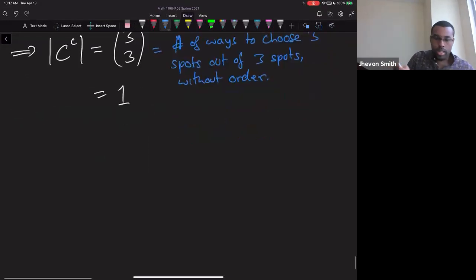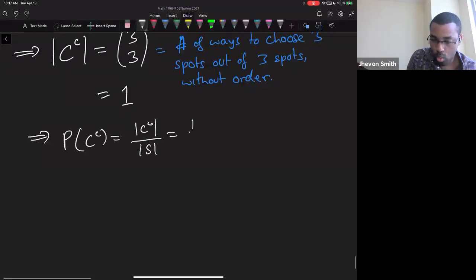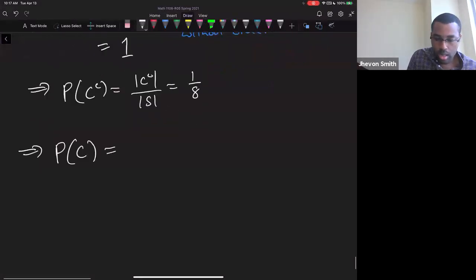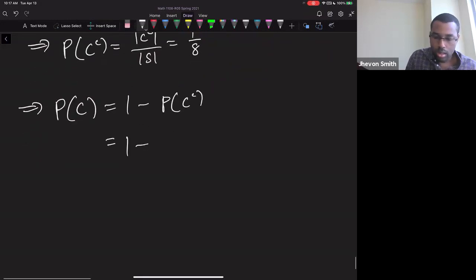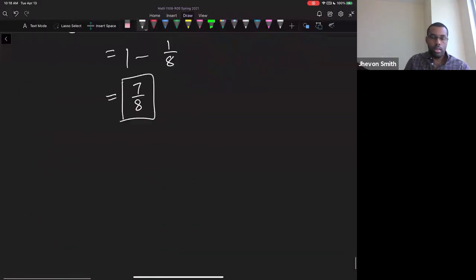So you get 1. And so this means that the probability of C complement is the size of C complement over the size of the sample space, which is 1 over 8. And so you can get the probability of C is 1 minus the probability of C complement, which is 1 minus 1 over 8. This is 7 over 8. You get the answer like that.